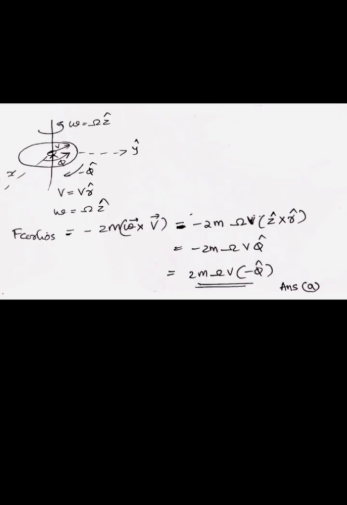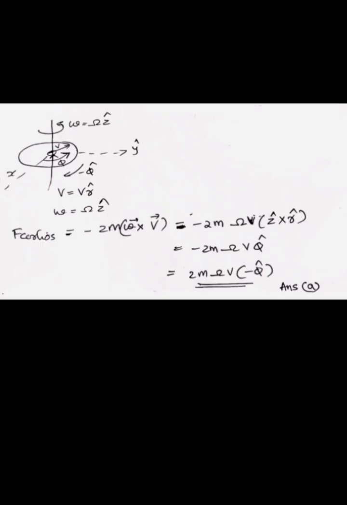And here the bullet is moving outwards, so as it is radially outwards, we can say that the direction of the velocity is v equal to v r cap. So here the Coriolis force is equal to minus 2m omega cross v, that is equal to minus 2m omega v into z cap cross r cap. Z cap cross r cap is phi cap, so that is minus 2m omega v phi cap, that is equal to 2m omega v into minus phi cap.